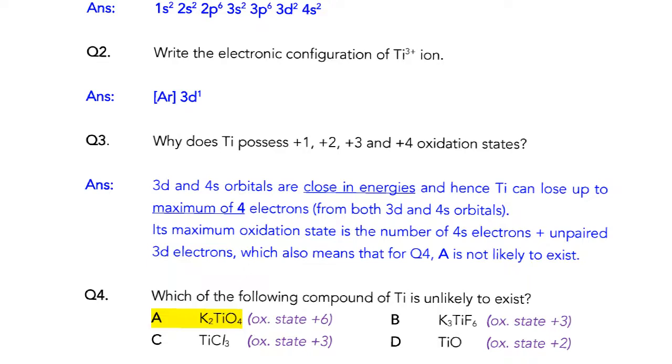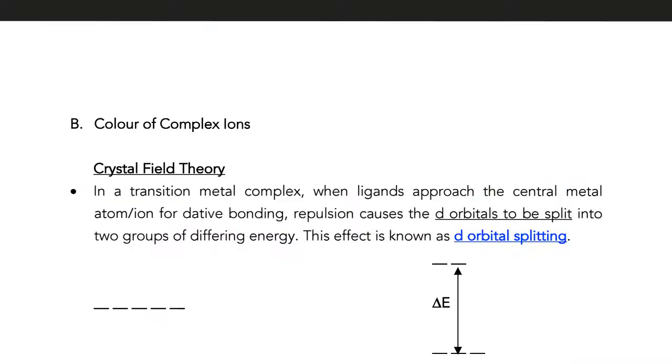Now, the next topic is something that was very commonly tested last time, but it has not been tested for 2 years already, I guess. It's the color of transition metal complexes. I hope you remember, at least from the O levels, that transition metals often appear as colored compounds.